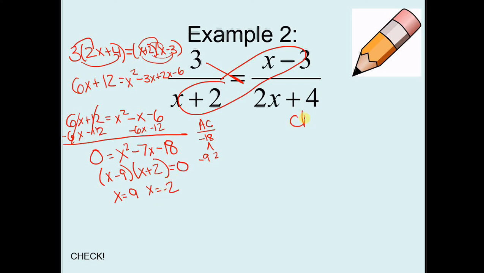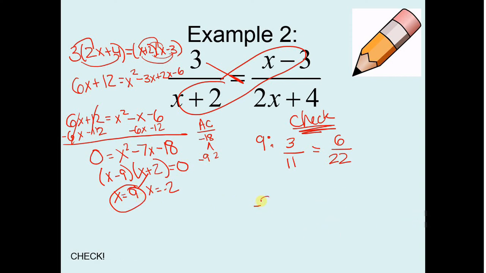So let's write our check area right over here. So 3, and we use the 9. This is going to be my 9 check. So 3 over 9 plus 2, that's 11, equals 9 minus 3 is 6 over 2 times 9, 18, plus 4, 22. Do you see how these would simplify? Take a 2 out of both of them. So 9 works. Let's put a circle around 9 saying it works.